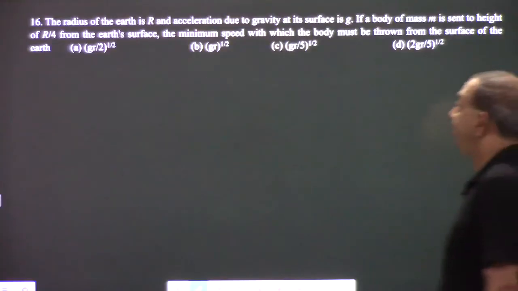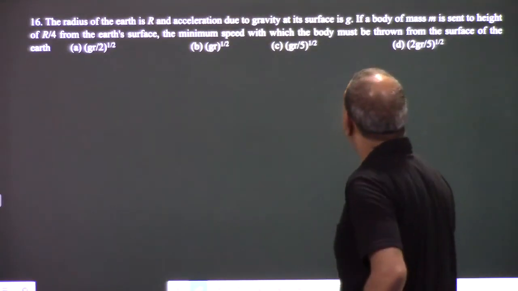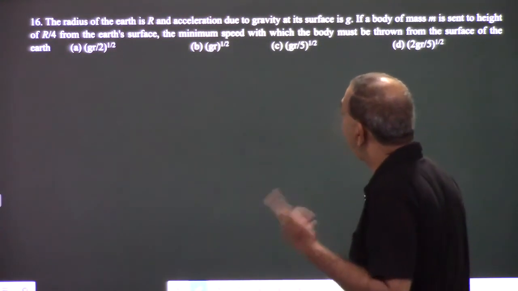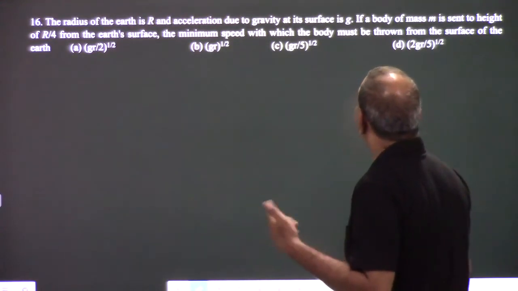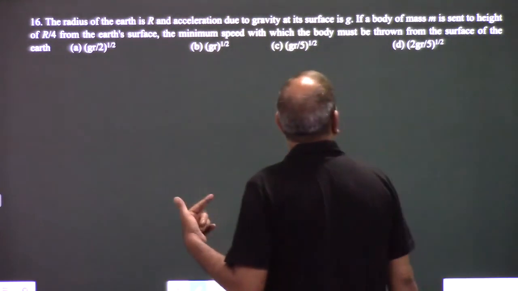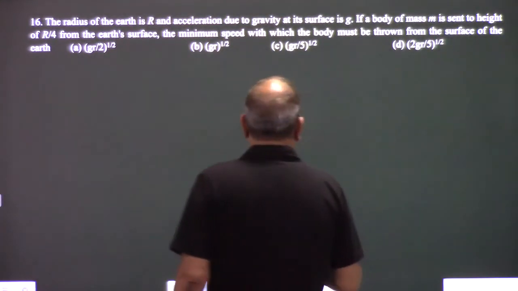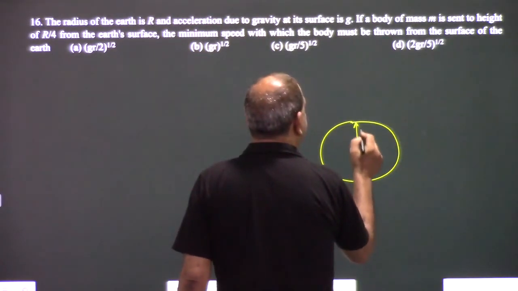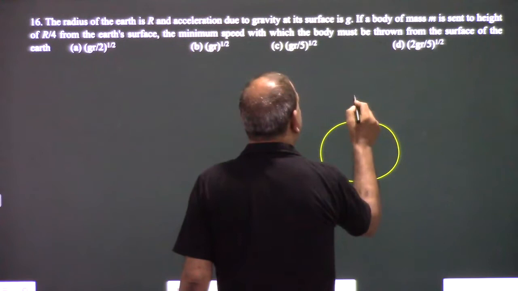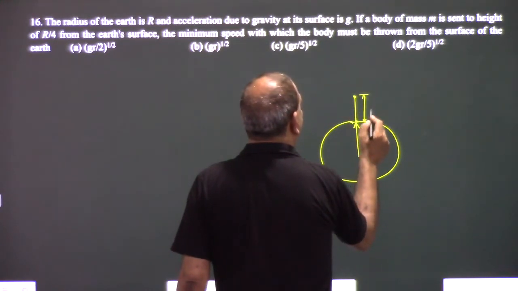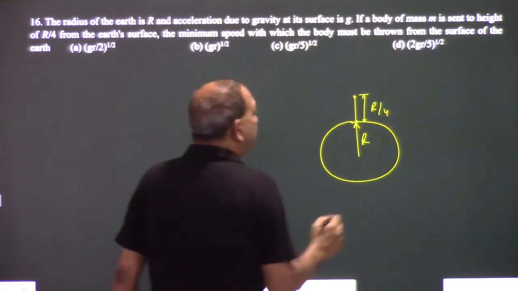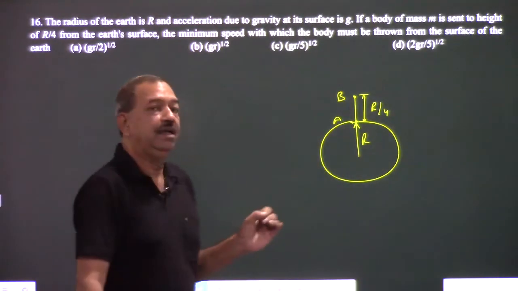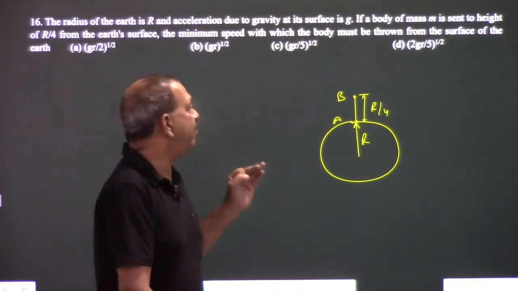Let's start with question number 16. The radius of Earth is r and acceleration due to gravity on its surface is g. If a body of mass m is sent to a height of r by 4 from the surface of Earth, find the minimum speed with which the body must be thrown from the surface of Earth. So this is our Earth, the radius is r. We are sending a body to a distance r by 4, right? So this is the initial position and this is the final position, so the speed we have to find out.